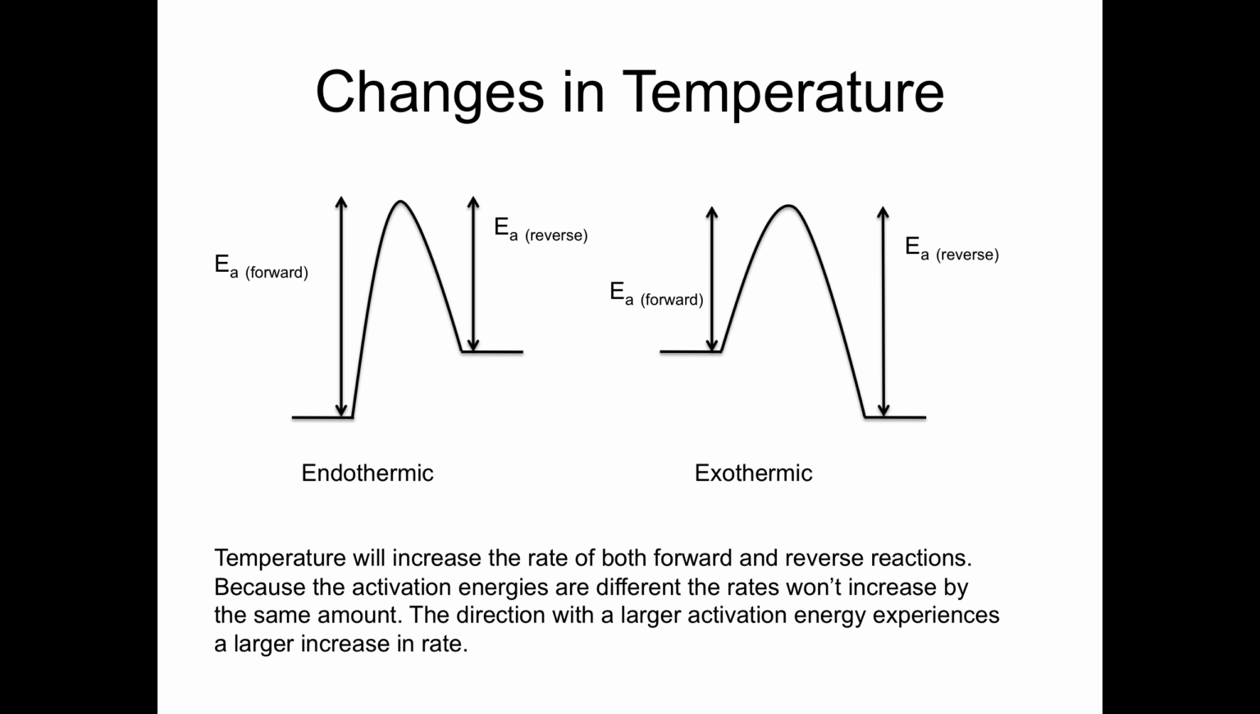So for the endothermic reaction, increasing the temperature will make the forward reaction faster by more than it makes the reverse reaction faster. And conversely, with the exothermic reaction, the reverse reaction with the larger activation energy will get faster more than the forward reaction. So this is all very complicated, and it can take quite a while to work your way through what's going to happen when we increase the temperature.